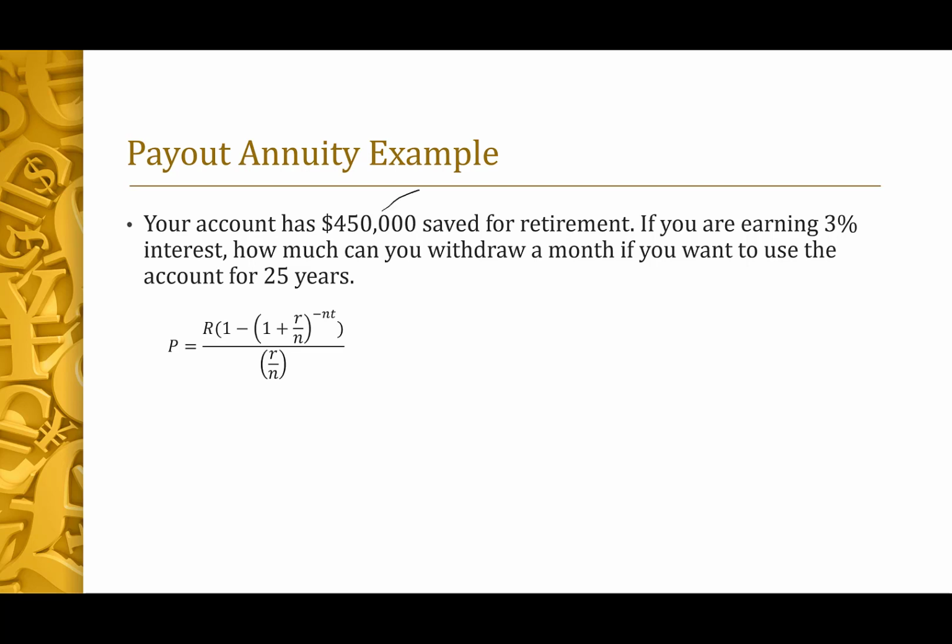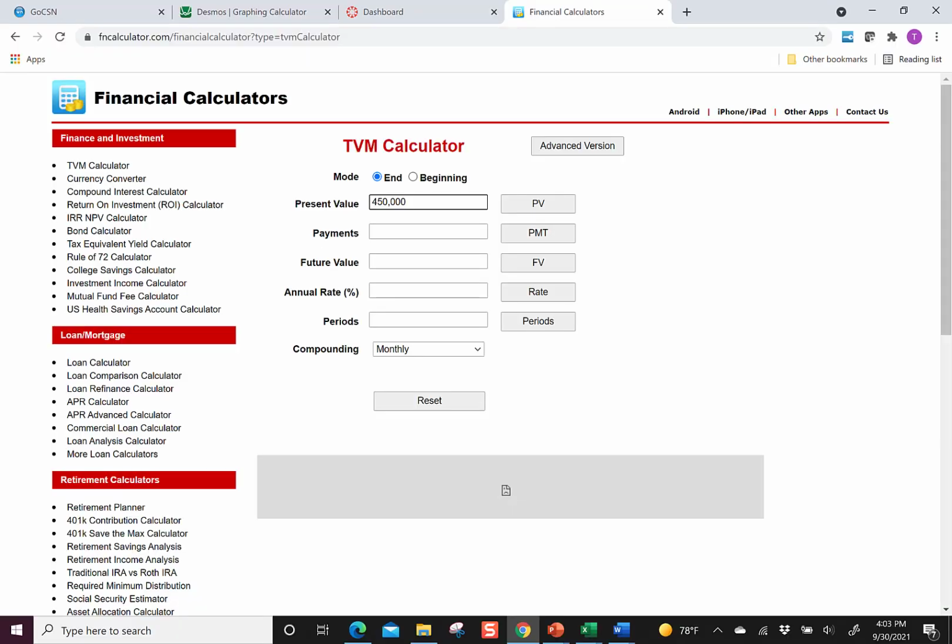So this $450,000, this is the present value. 3%, that's our r. We are going to do this monthly, so this N is equal to 12. And 25 years, that is our time. So what we are looking for is how much money can we take out? So our present value is $450,000. We're looking for our payments. In the future, we want to deplete that account, so it'll be 0. The interest rate was 3%.